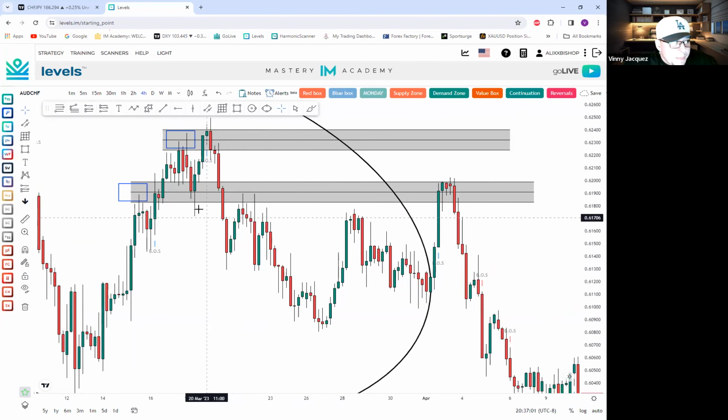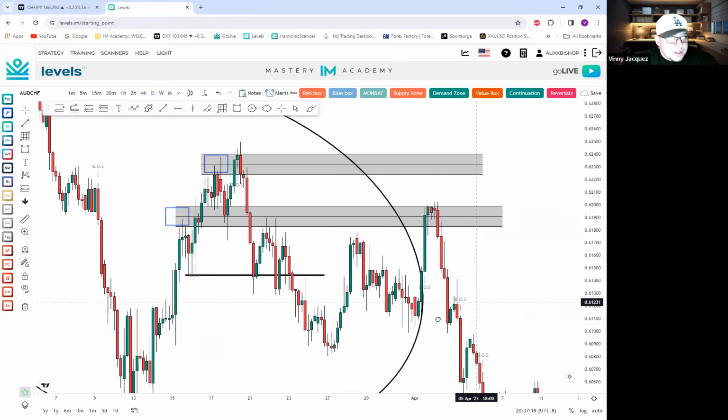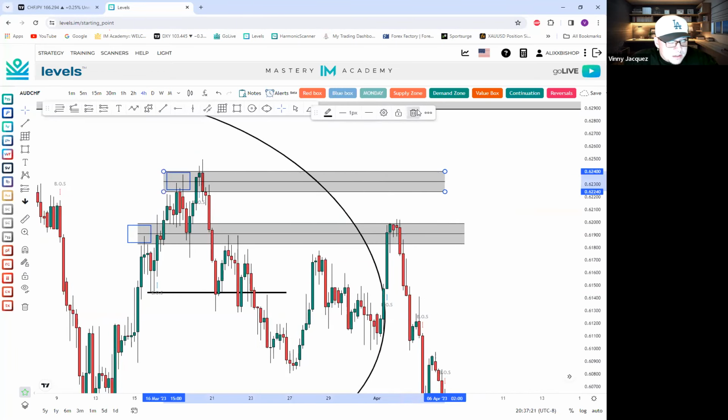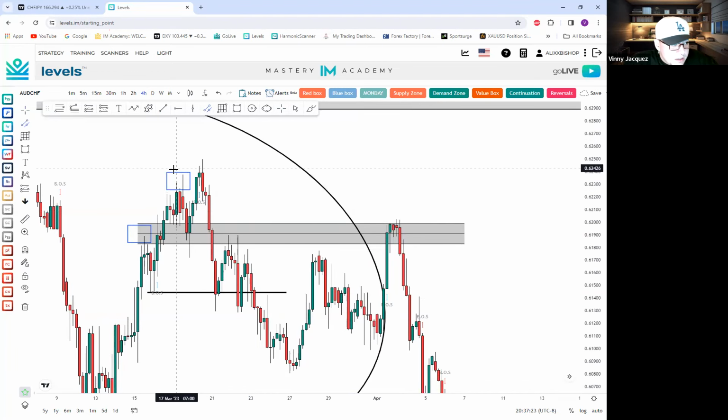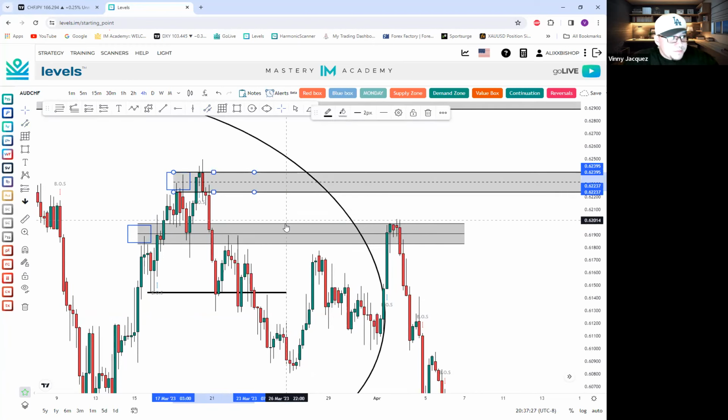Right? So notice how we break this low, we retest this starting point right away. Boom, break and retest. Right? Now, after we break this low, market comes right back and gives me a right shoulder off that. So this zone has yet to be played off of. Or this shoulder is yet to be played off of.